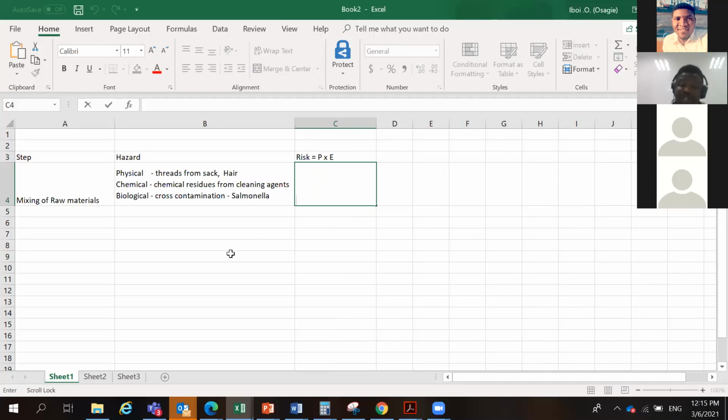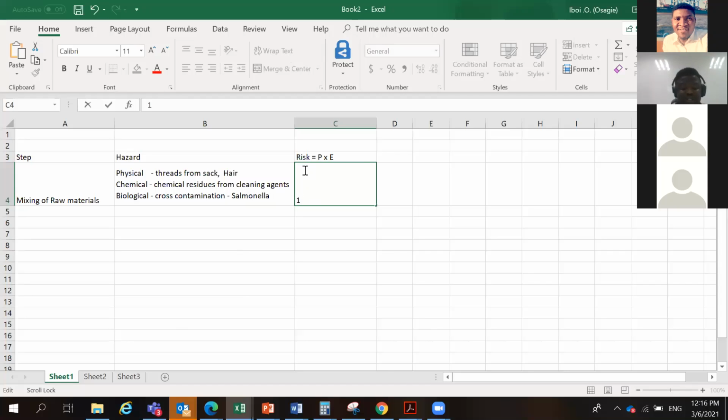can anybody still remember? If you go back to the risk matrix, if you have threads of sac inside, number one, can it kill? No, the severity is not high.